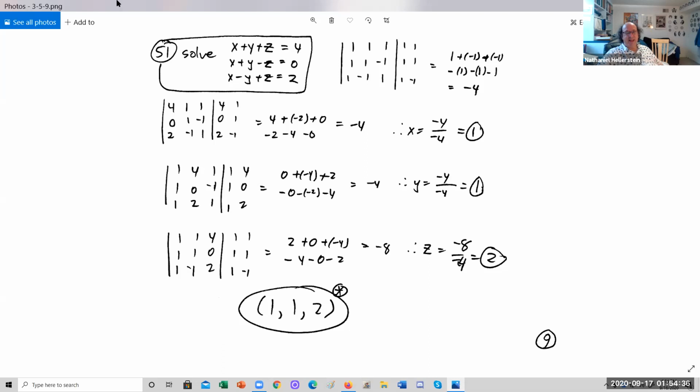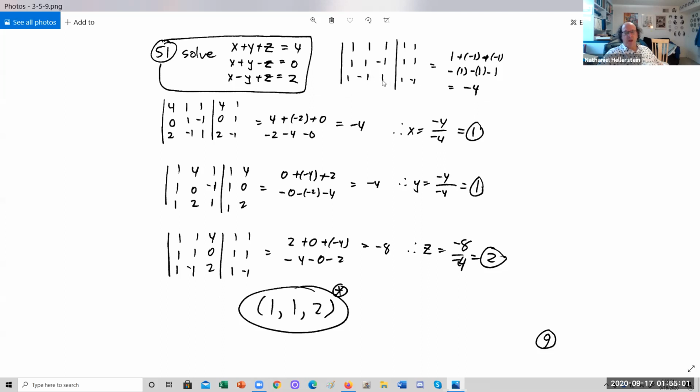Sorry. Here we go. x plus y plus z is 4. x plus y minus z is 0. x minus y minus z is 2. So we have the coefficient matrix 1, 1, 1, 1, 1, negative 1, 1, negative 1, 1. Put the 1, 1, 1 here. Put this 1, 1, negative 1 here, and then do the determinant thing.